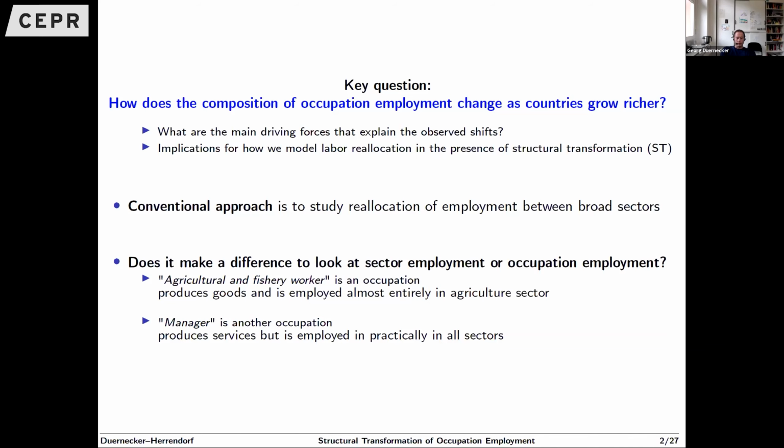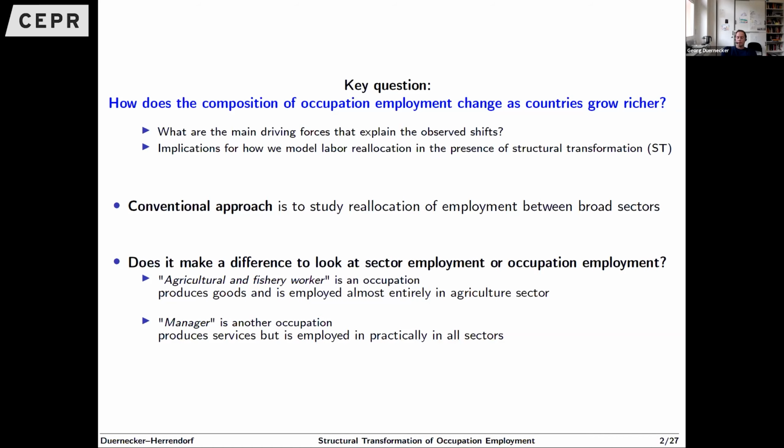As you all know, the conventional approach is to measure employment and employment reallocation at the sector level. So given the focus of our paper, two natural questions are: why is it interesting and useful to measure employment at the occupation level instead of the sector level? And second, does it make a difference whether we measure employment at the occupation or at the sector level?